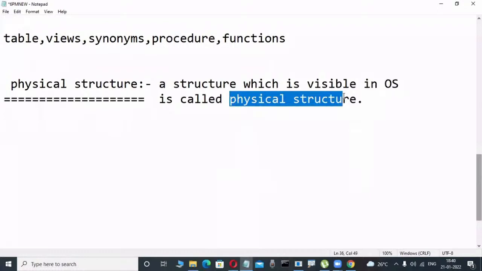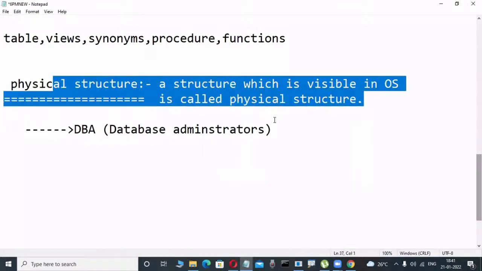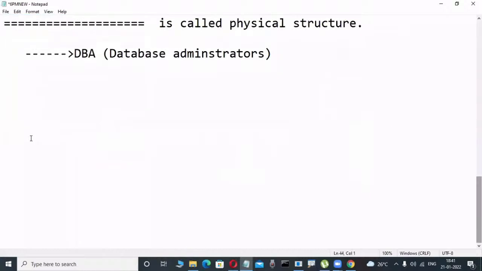But the physical structure, are you working on it, am I working on it? No. Some different type of persons are working on it. Who are they? The DBA, database administrator. In a project, some other type of persons are there in the database. Those database administrators only work in the physical structure. Suppose I am an Oracle DBA, for example. I am learning Oracle DBA, for example.